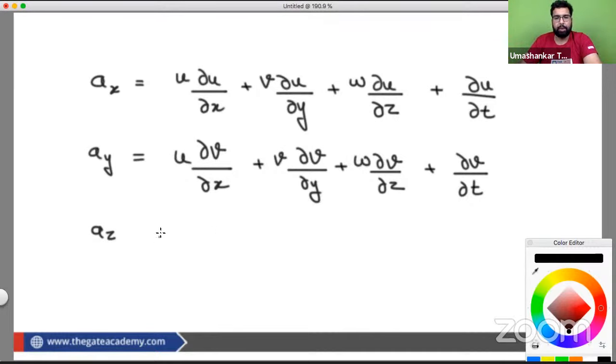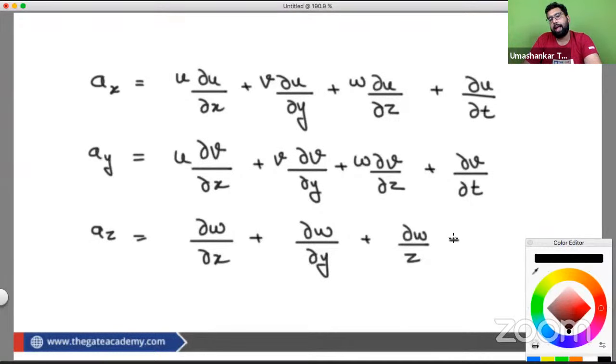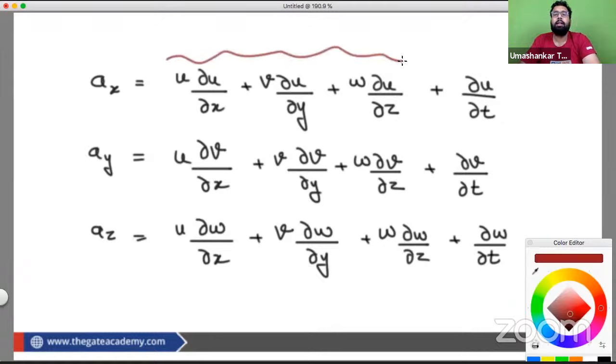Similarly, what is the component of velocity in z direction? It is w. Now, the velocity change of this w velocity with respect to x, y, and z and t. And the same way again we can write u, v, and w.